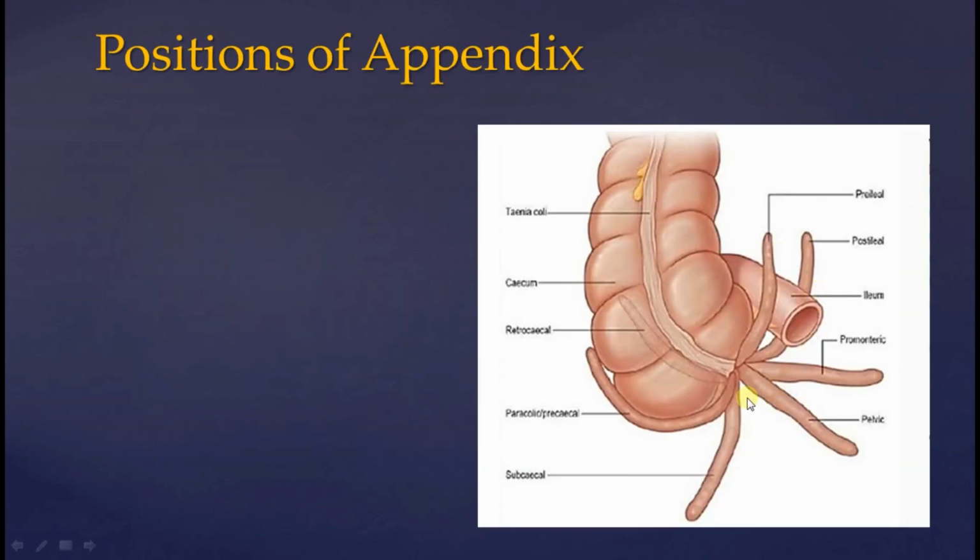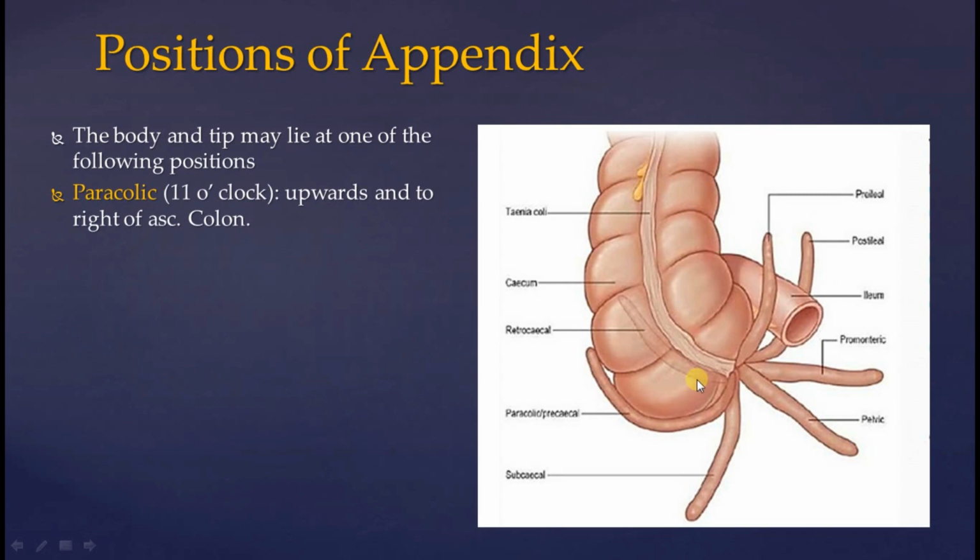The appendix may acquire many positions. The most common position is the retrocecal position, but we will see other positions also. First, it lies parallel to the ascending colon, which is called paracolic, and it assumes the 11 o'clock position of the clock. The most common type is the retrocecal position, which is the 12 o'clock position, behind the cecum.